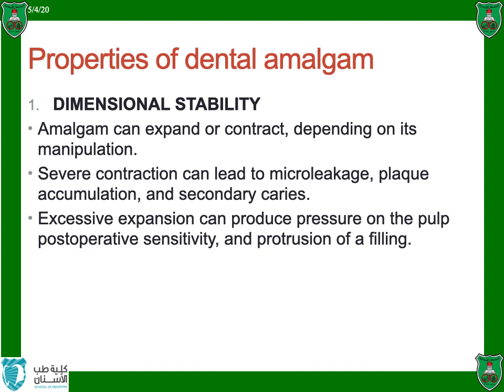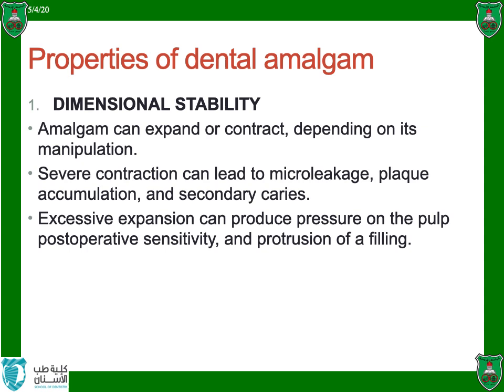Now what's important for us to know in this category is that if we have excess mercury we will have net expansion. If we have less mercury in the mix then we will have more contraction. And you can refer to the lecture in part one to know when we will have more mercury or less mercury and how we can decrease the mercury in the final restoration.